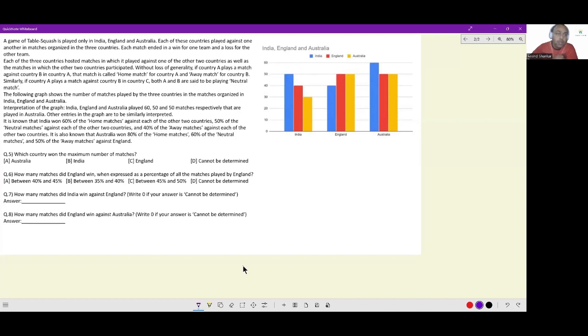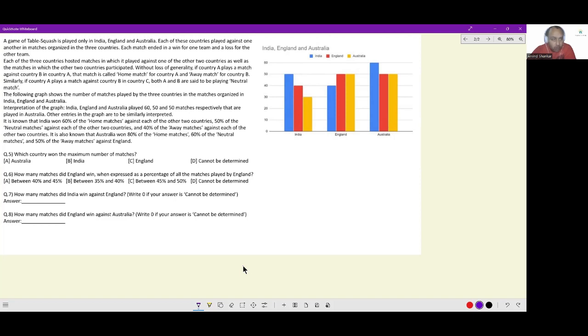Let's look at this question. A game of table squash is played only in India, England, and Australia. Each of these countries played against one another in matches organized in 3 countries. Each match ended in a win for one team and a loss for the other.